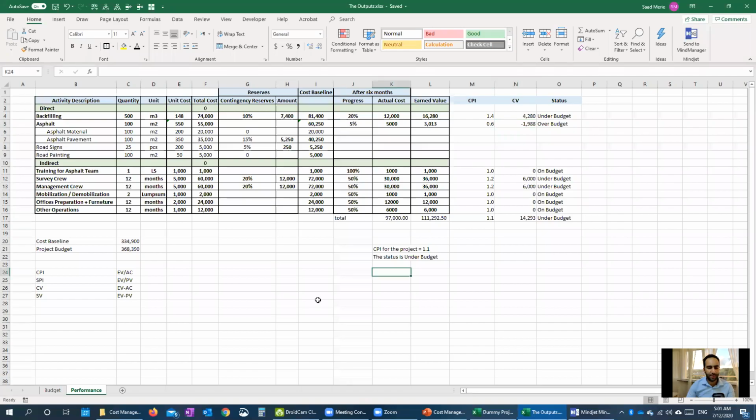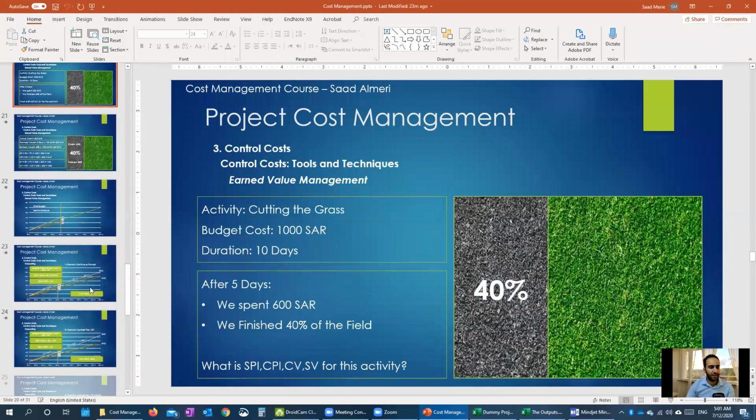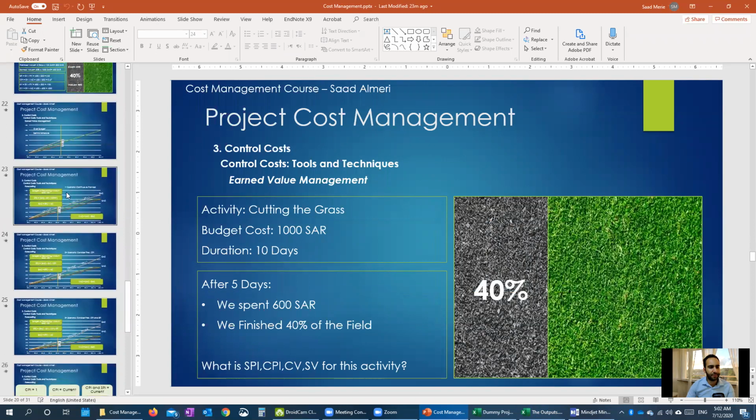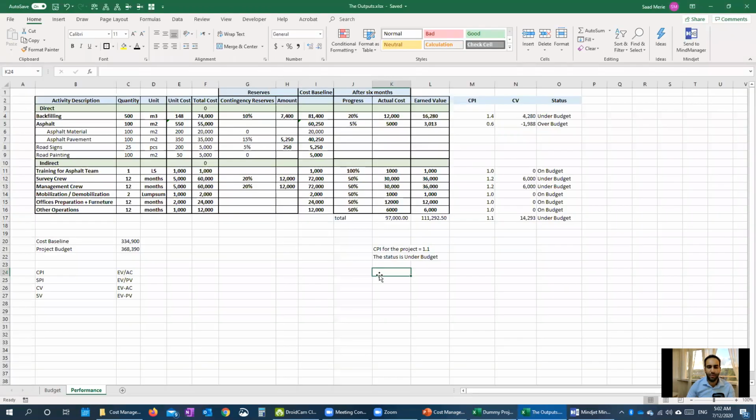Okay, let's continue with the next thing. After we finish our earned value management status, or let's say the assessment of the performance in the project, we knew that now our CPI is over 1, and the status of the project is under budget.